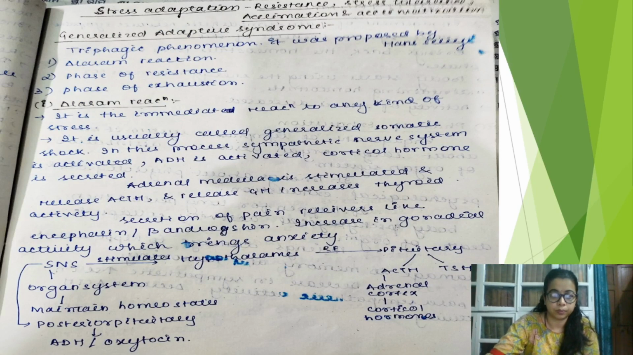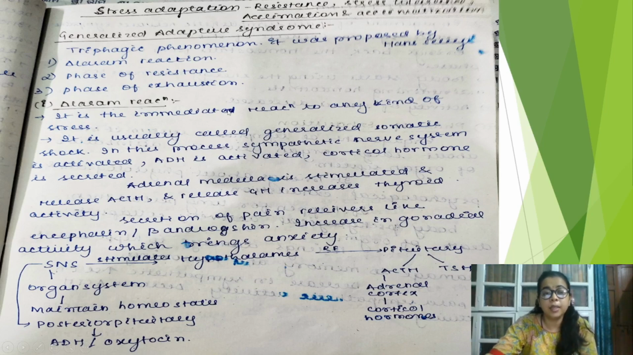Okay, general adaptation syndrome. So there is a triphasic phenomenon which was proposed by Hans Selye. Sorry for that, this is not clearly visible, but it is Selye. Okay, there are three reactions which we'll be seeing in the adaptive process. One is alarm reaction, the phase of resistance, and the third is the phase of exhaustion.